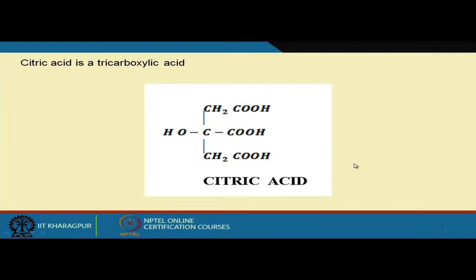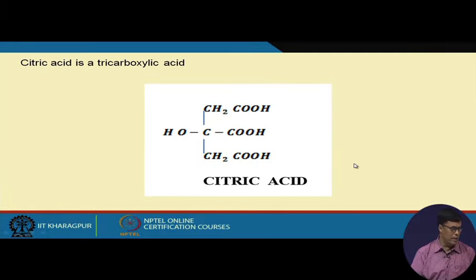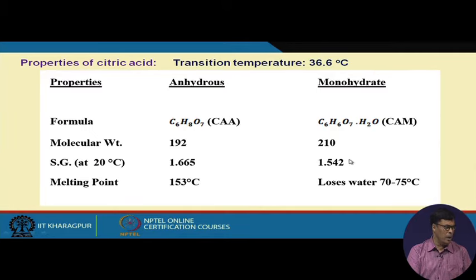Now today I am very happy to share with you another fermentation process, that is citric acid. Citric acid is such a wonderful product that can be used for different purposes. If you look at citric acid, it is considered a tricarboxylic acid, as it has three carboxylic acid groups, and it has the properties like this.